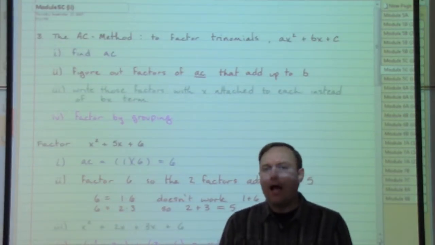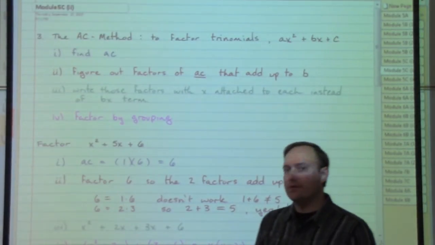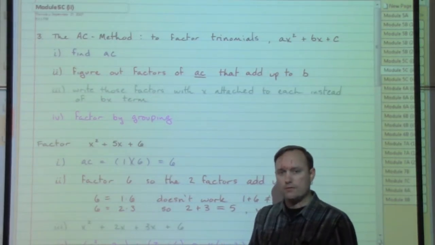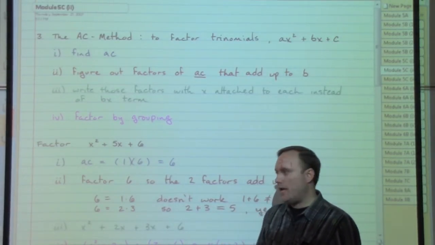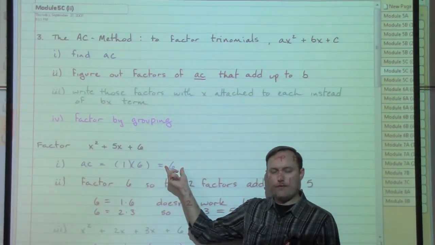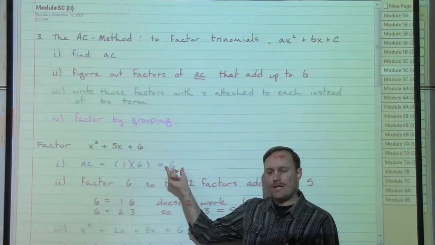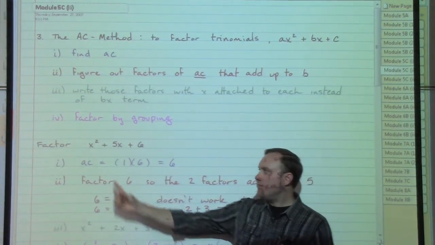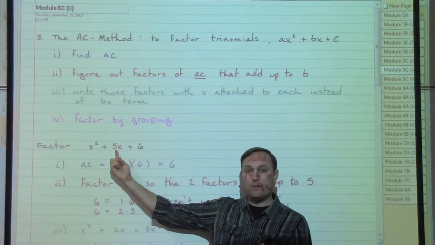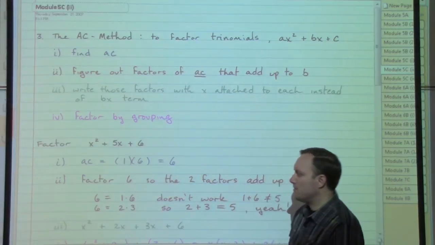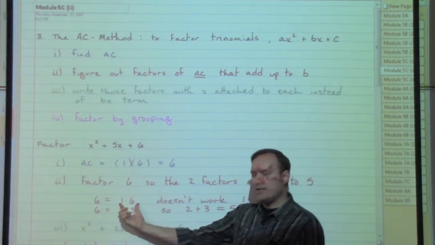Step 2, I need 2 very special numbers. They have to fit 2 requirements. Blank times blank is going to give me this number that I figured out from my first step. Blank plus blank is going to give me the number that shows up in the middle term. So basically I want to fill in the blanks. What times what gives me 6?